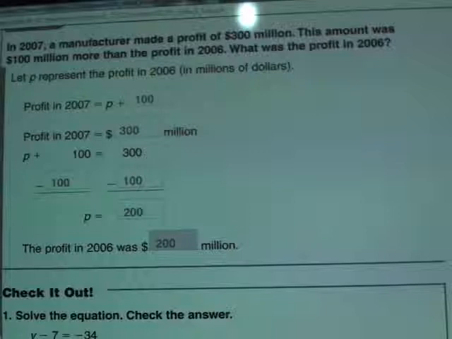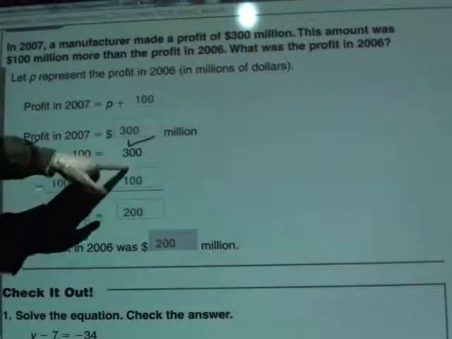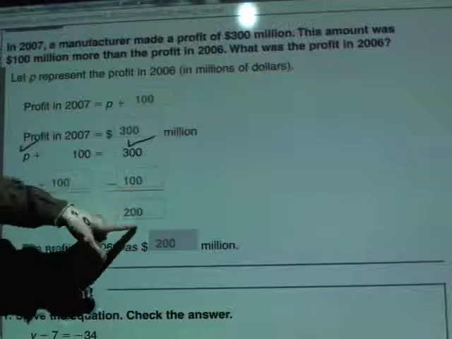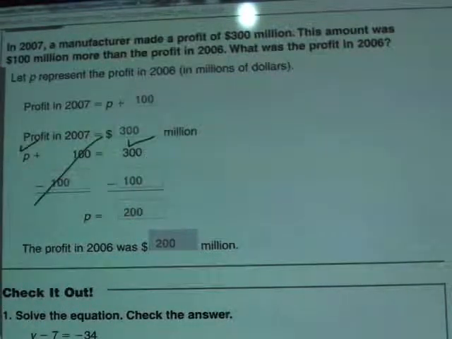And that's pretty basic because the variable P, he's on the left, and the number 300, well, he's good too because he's on the right. So the only thing we don't like there is the 100. 100's got to get kicked out of the way here. So I'm going to subtract 100 from both sides. Here I've got 300 minus 100, which is 200. Of course, these cancel each other out because 100 minus 100 goes to 0. So the profit in 2006 must have been about 200 million.